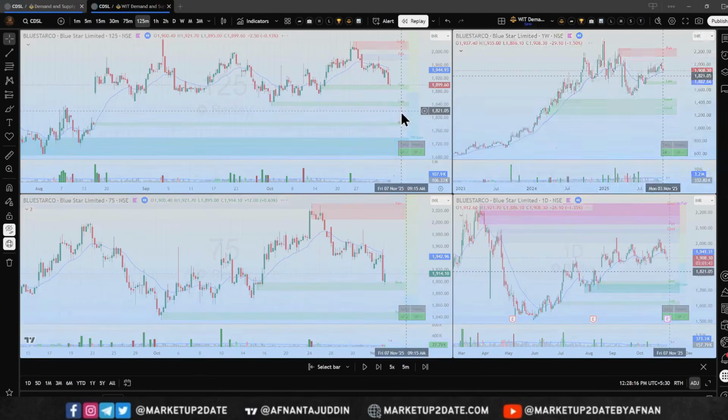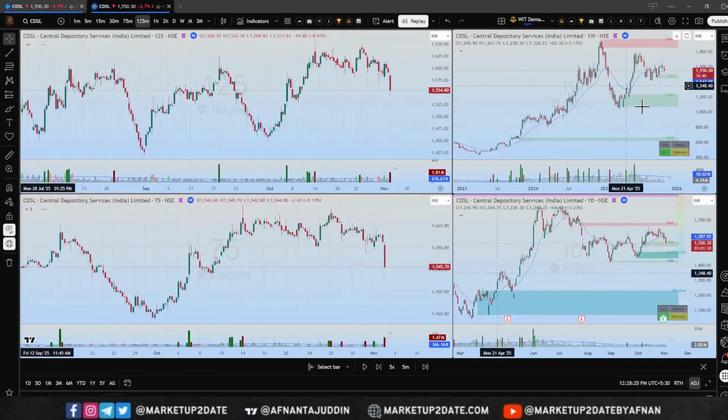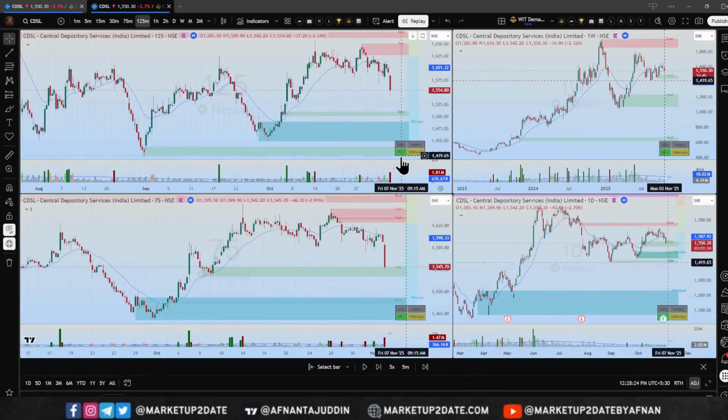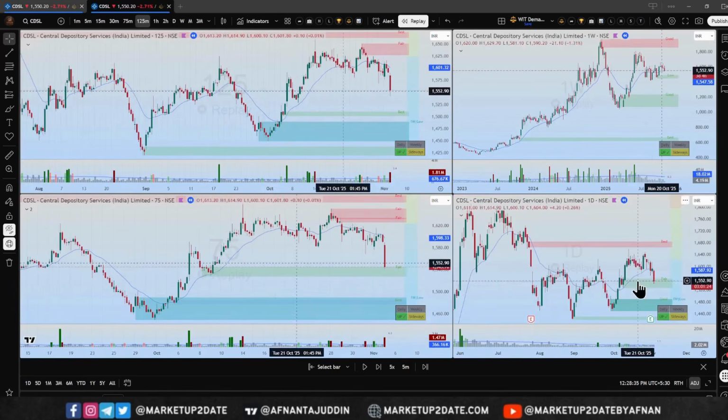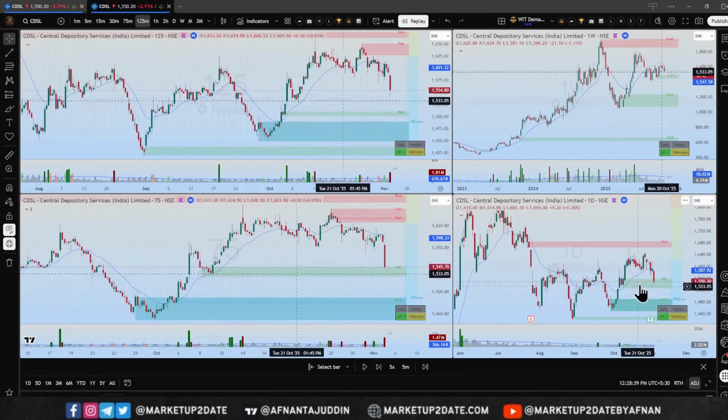Second stock is CDSL. Trading low on the curve as per weekly time frame and daily trend is up. Trading inside a high quality demand zone with nice follow through. This zone is also penetrating daily demand, so we have confluence. 75-minute demand nested inside daily demand.